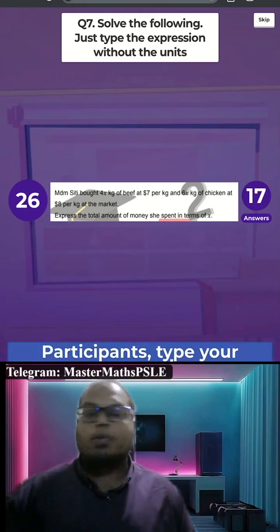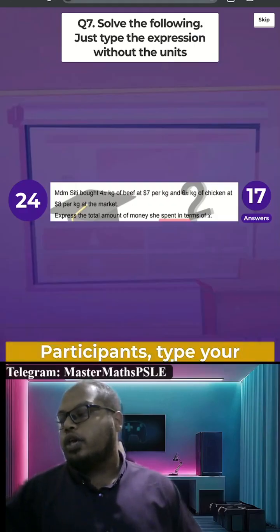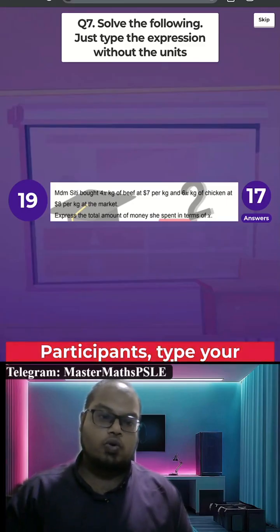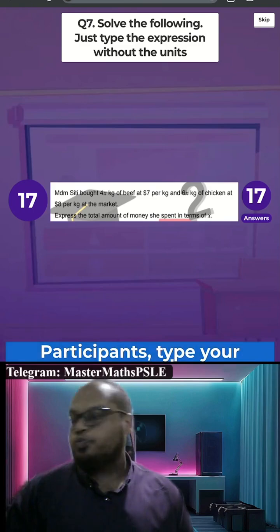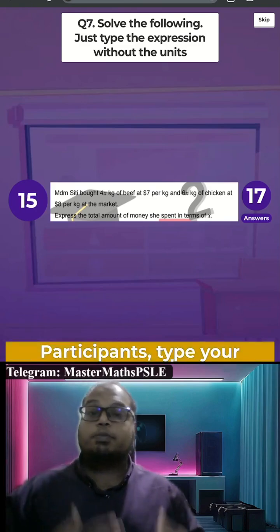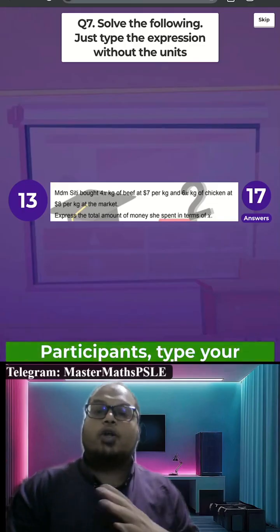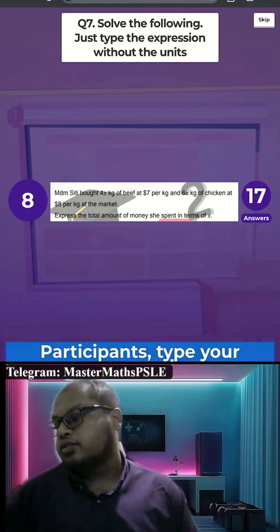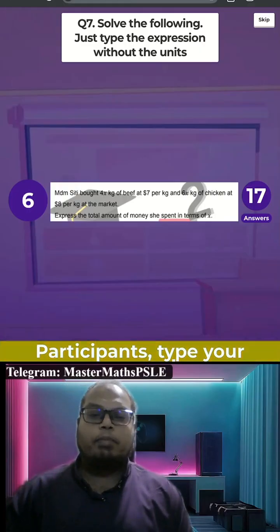Half a minute more. About close to 20 seconds more. Remember, just put the number with the X without the dollar sign. Luckily this one doesn't have to do plus or minus.